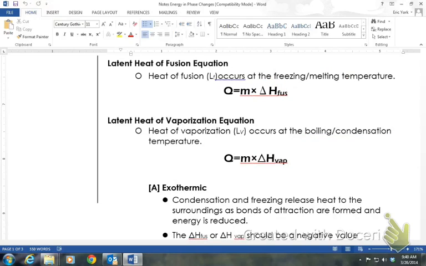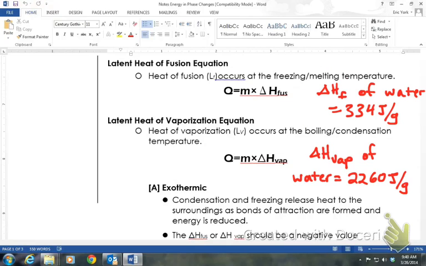Now, one important one that you do need to know is the delta H of fusion of water and the delta H of vaporization of water. So go ahead and add these to your notes. Okay, the delta H of fusion of water is equal to 334 joules per gram, and the delta H of vaporization of water equals 2260 joules per gram.